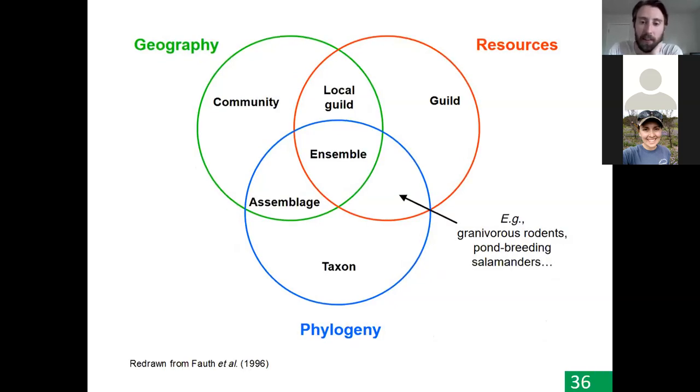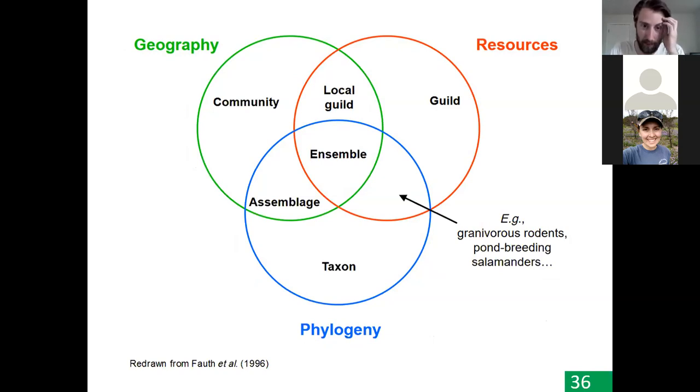There is another thing here that Fauth et al. actually didn't have a name for. So this would be a guild. So a group of organisms that's using resources the same way, but it's also related organisms. So this would be like granivorous rodents or pond breeding salamanders or that kind of thing, but they didn't actually come up with a name for that specific category there.